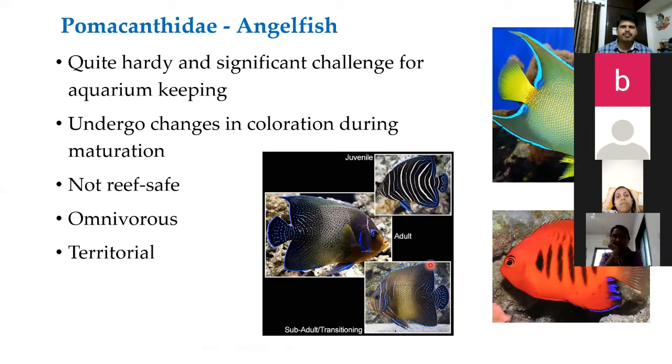So these clowns and damsels are very hardy and attractive, and they're also reef safe to maintain in the home aquarium. And the next is Pomacanthidae, or the angelfish, which is again quite hardy, and it poses a significant challenge for aquarium keepers, especially if you maintain it in a home aquarium, because these are not reef safe, and they need large aquariums for maintaining at home. They also undergo changes in coloration during maturation, and you can see in this picture the juvenile, the pre-adult, and the adult have three different transitions in color.